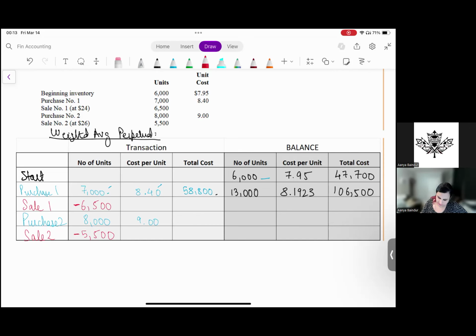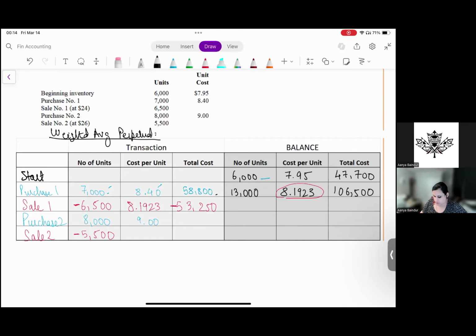Now we are making a very first sale. So whenever a sale is made, items are sold at the weighted average price. So right now, our weighted average price is 8.1923. So that means if we are selling 6,500 units, our total cost here will be 6,500 times 8.1923 gives you a total of 53,249. Let's just round it to 53,250. Okay, and that's a negative here because we'll be removing that value.